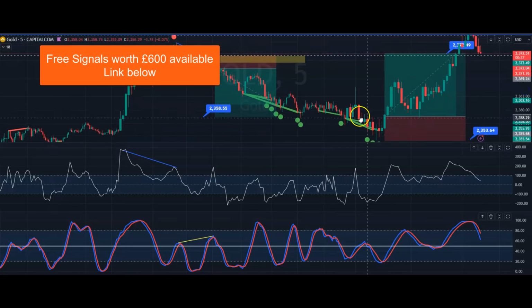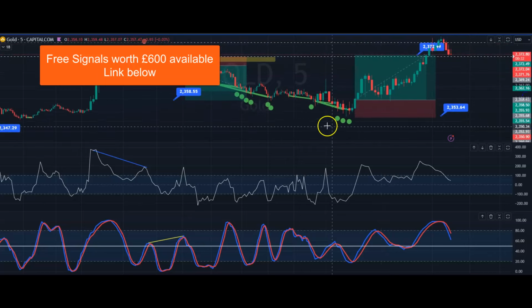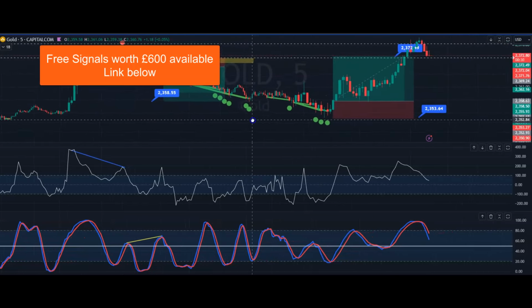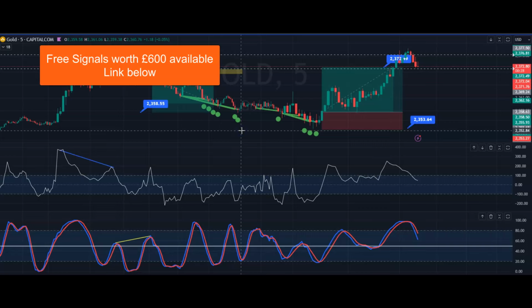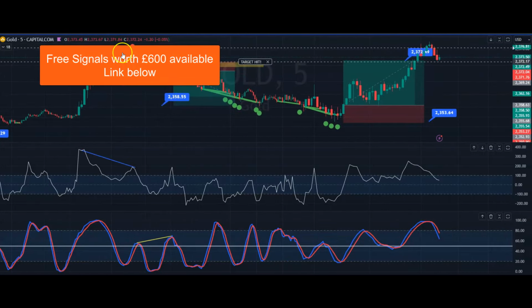Oh, we had a trade here. Let's have a look what's going on here. Right, so we've got this situation here where we had divergence on the main upper time frame on the 30-minute chart. Let's have a look at the 30-minute chart.